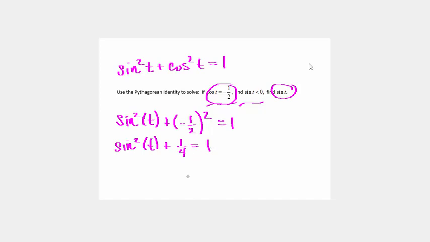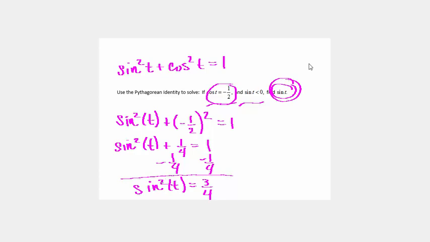If I subtract 1/4 from both sides, I'll end up with sine squared of t equals, well, 1 minus 1/4 would be 3/4. And then if I want to solve for sine of t, which is what we were asked to find, all I have so far is sine squared of t.